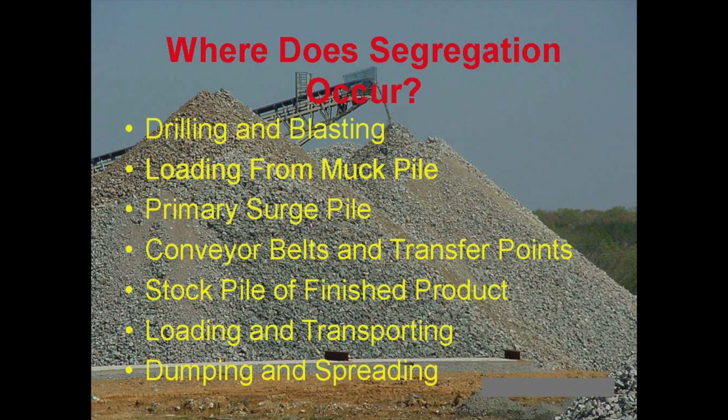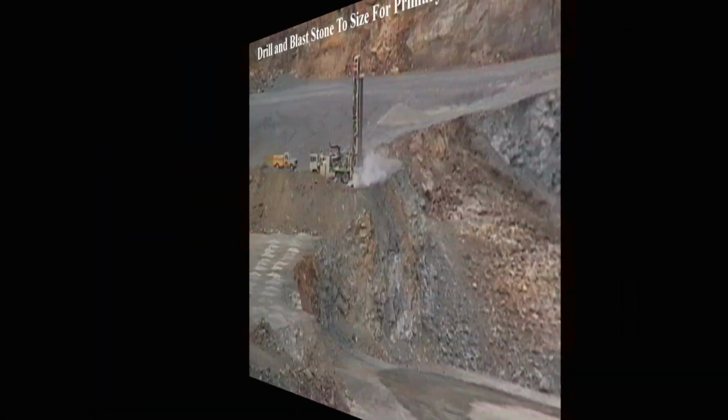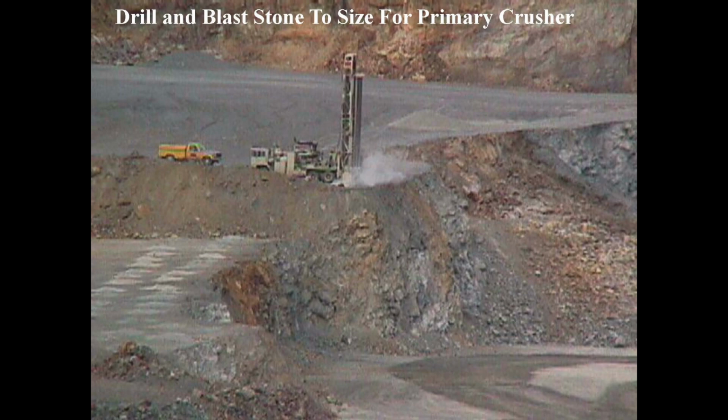Starts with the drilling and the blasting, and then loading from the shot, the muck pile. And then as we go to the primary pile, conveyor belts, transfer points, stockpiles, loading and transporting and dumping and spreading. Every one of those steps can create opportunities for segregation. So let's start here with drilling.